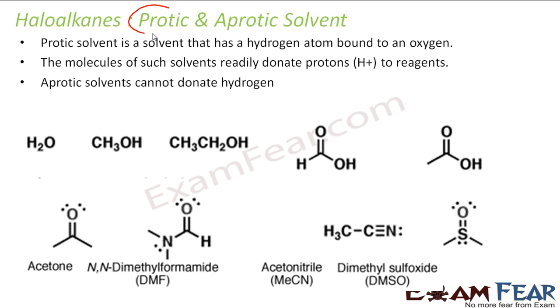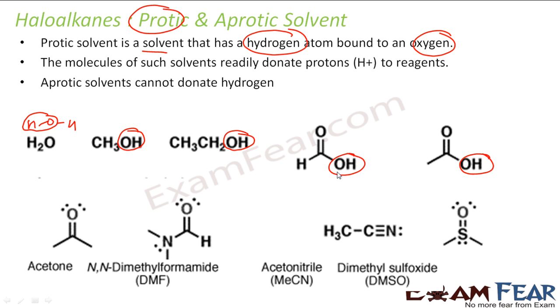So what are protic solvents? A protic solvent is a solvent that has a hydrogen atom bonded to an oxygen atom. For example, if you see water, it is something like this, right? There is a hydrogen bonded to oxygen. Here also hydrogen is bonded to oxygen. This is methyl alcohol, ethyl alcohol, and carboxylic acids, right? If you see, hydrogen is bonded to an oxygen. This kind of solvent is called a protic solvent. Why? Because they can donate protons. From proton, this word protic came, because they have a tendency to donate protons. They are called protic solvents.